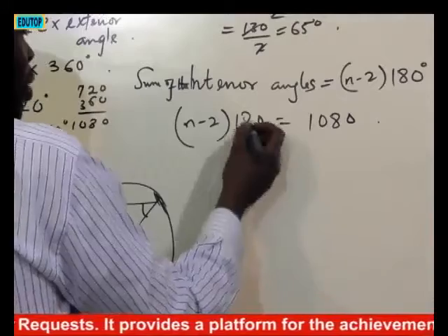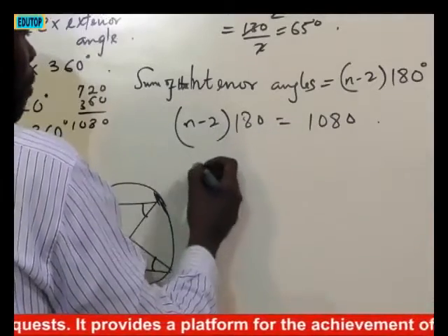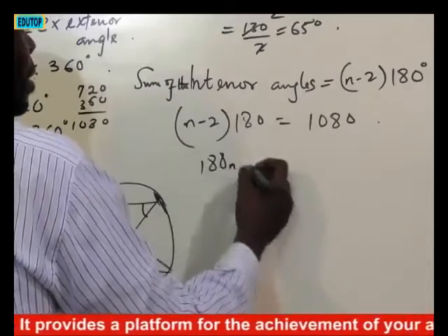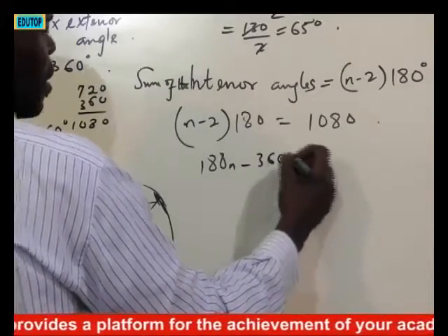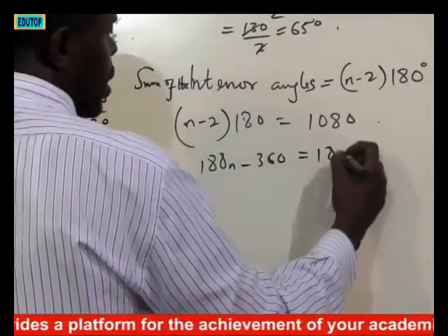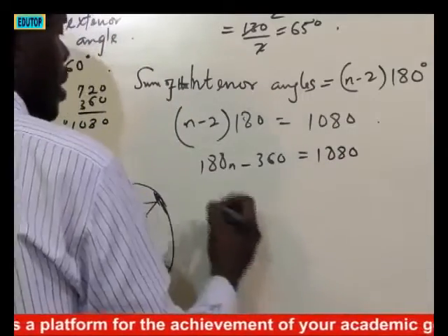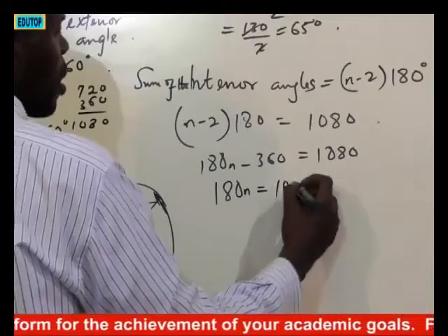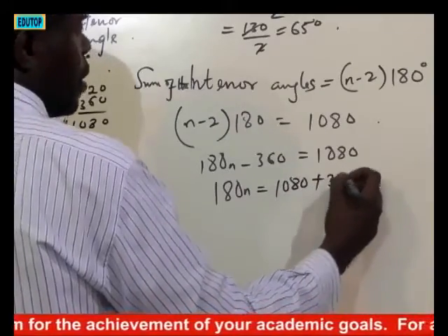Then in this situation, let's open this up. We are going to have this times this, 180n. This times this, minus 360, equals 1080. Then we collect like terms. So we have 180n equals 1080 plus 360.